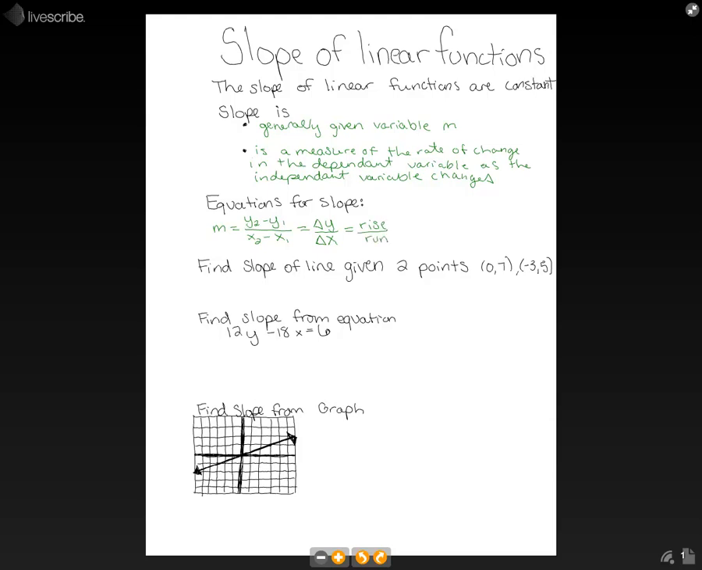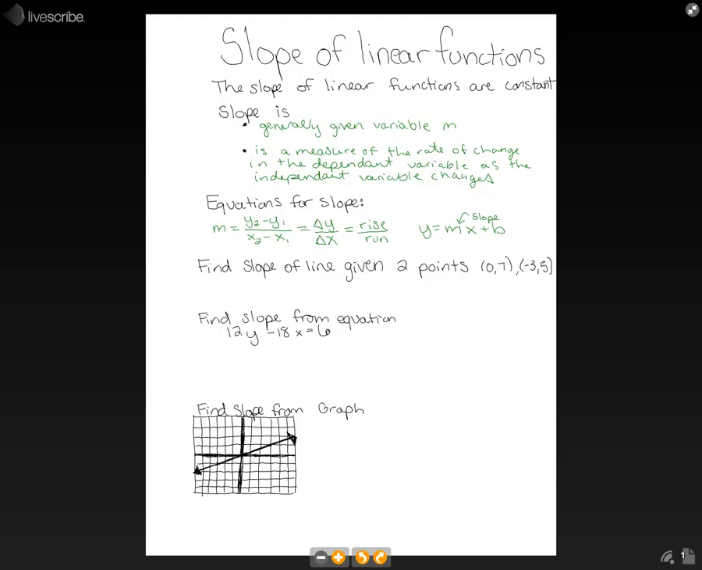Because if you imagine it, the y-coordinates are up and down on the graph, so that's like your rise. Whereas your x-coordinates run left to right, so that's like your run. And another place we see slope and can solve for it is in the y equals mx plus b form of an equation, where that m is the slope.